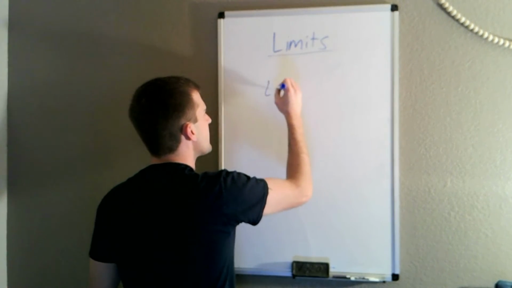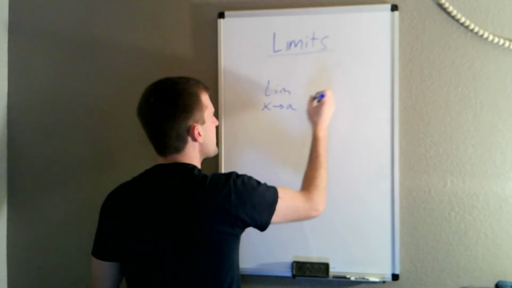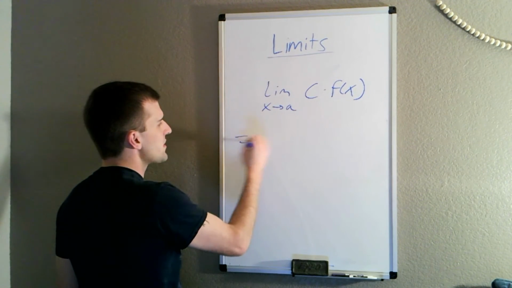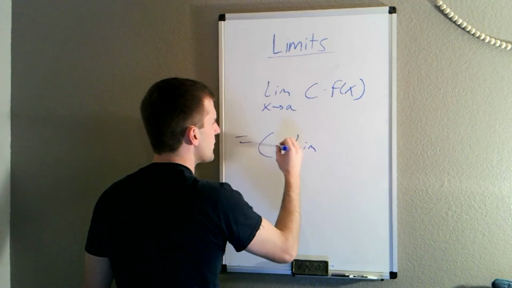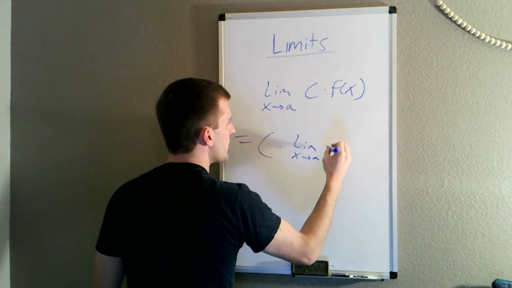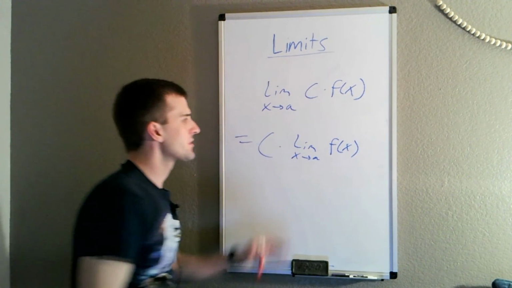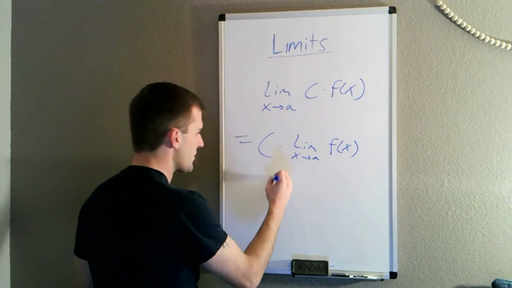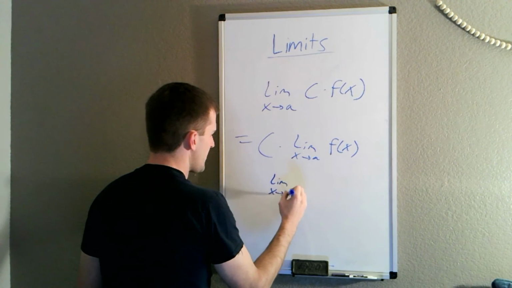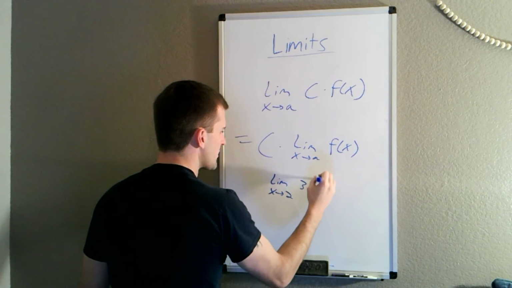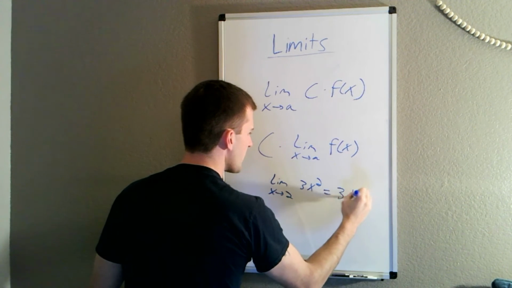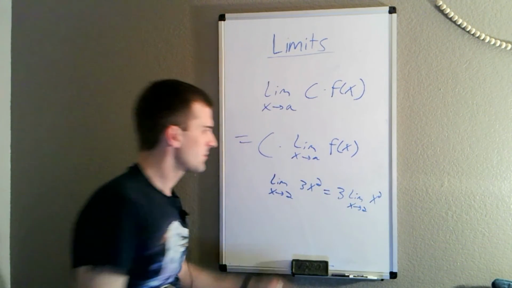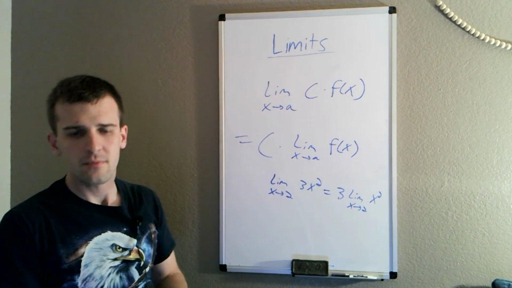So if you had the limit as x approaches a of c times f of x, this is the same as c times the limit as x approaches a of f of x. So to put this in a specific case, you could say the limit as x approaches 2 of 3x squared is the same thing as 3 times the limit as x approaches 2 of x squared. This constant can move in and out, if you so wish.